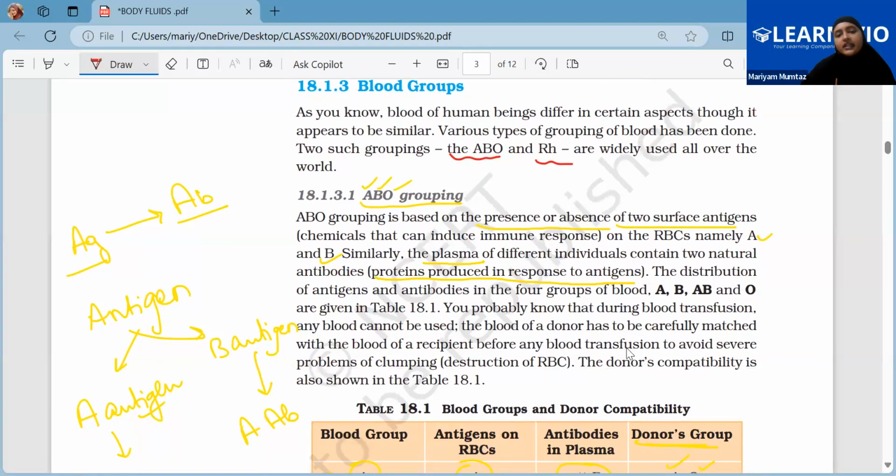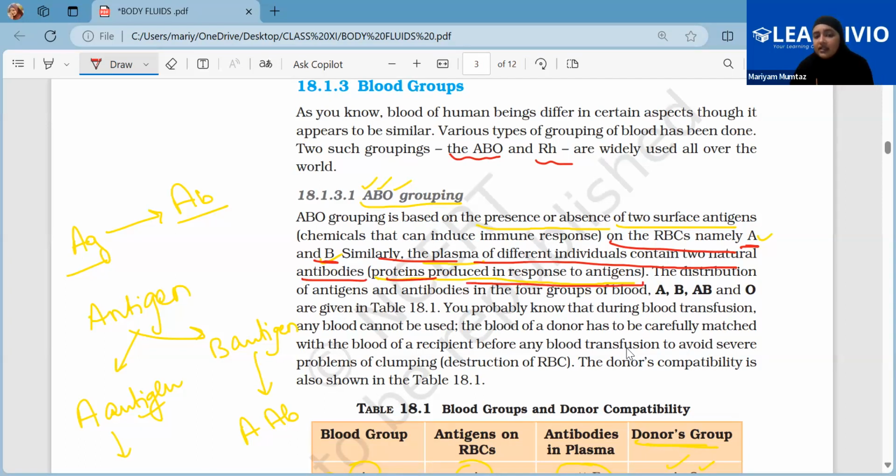ABO blood grouping is based on the presence or absence of two surface antigens. Antigens are the ones that give rise to antibodies. Always remember that. And whether they are present on the RBC or not, we can find out the blood group. So, ABO blood grouping is based on the presence or absence of two surface antigens on the RBCs, namely antigen A and antigen B. Similarly, the plasma of different individuals contains two natural antibodies, proteins produced in response to antigen.